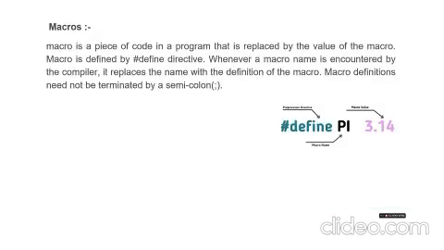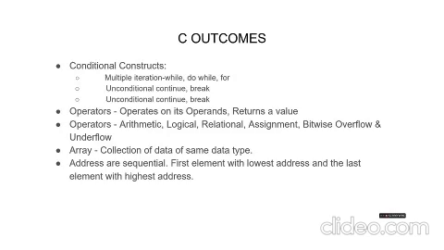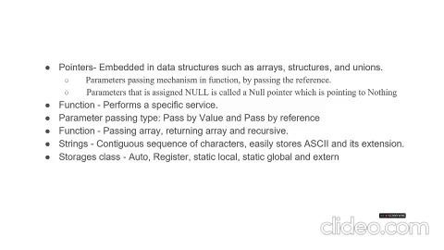Coming to macros. A macro is a piece of code in a program that is replaced by the value of the macro. A macro is defined by the hash define directive. This is the way of declaring macros. Coming to the C outcomes. These are the outcomes.